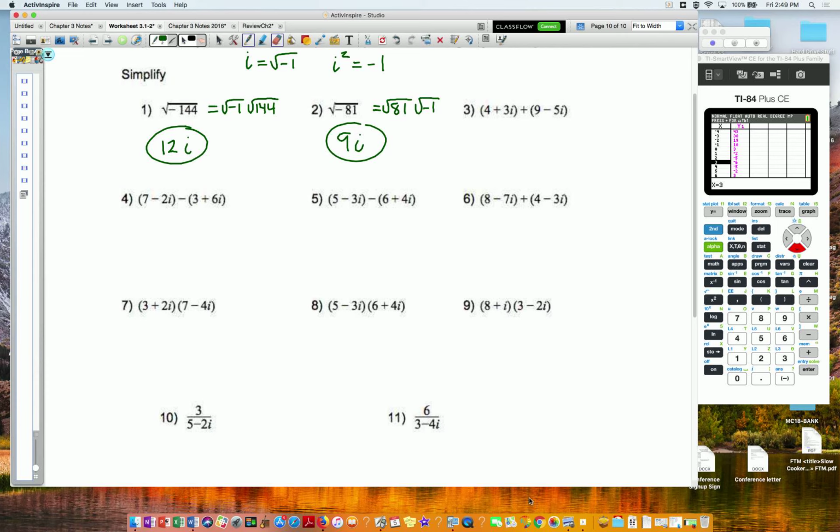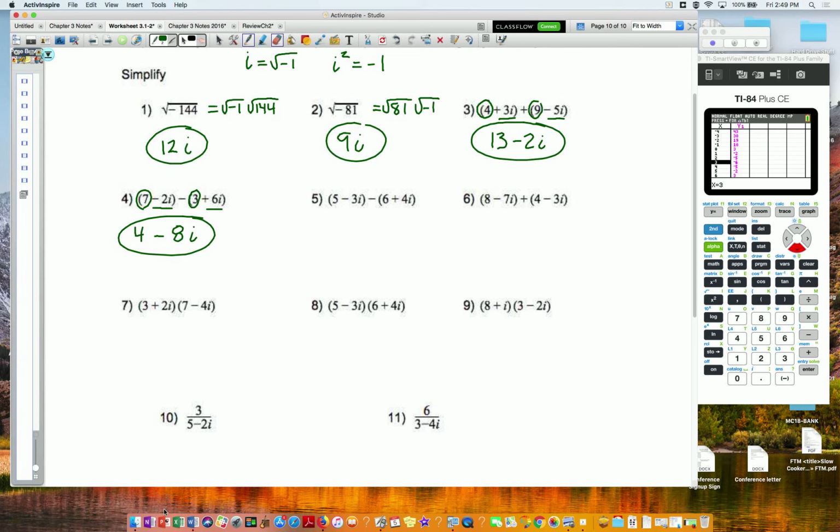On the next ones, actually on the next four, we're either adding or subtracting. So this is where we add or subtract the real parts. So here we're asked to go 4 plus 9, so that's 13. Then we're asked to go 3i plus negative 5i, 3 minus 5, negative 2i. On the next one, it's subtraction. So 7 minus 3 is 4. Negative 2i minus 6 more i makes negative 8i.